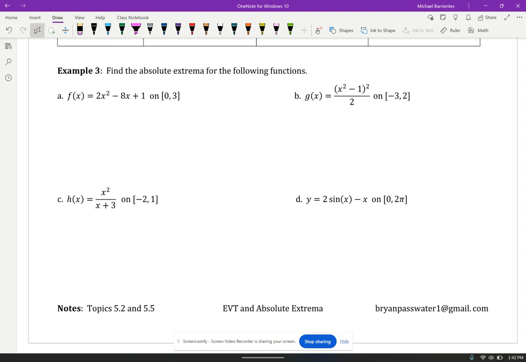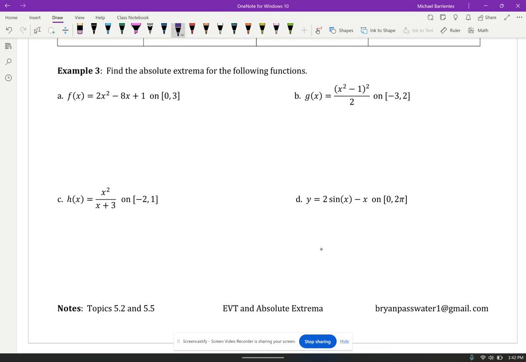Okie dokie. Welcome to the next video here in finding absolute extrema. So figuring out where the highest and lowest point of the graph is without looking at the graph this time, because A, B, C, and D are just functions given in terms of equations. What we're going to check is, do all of these qualify for the extreme value theorem?